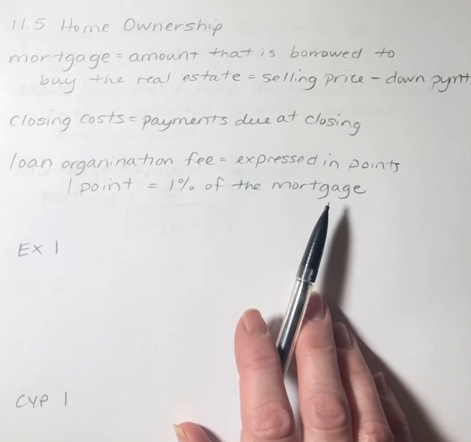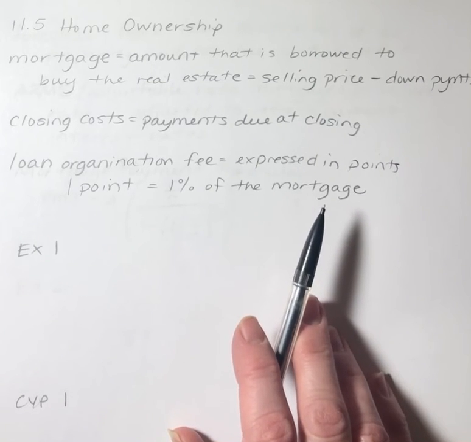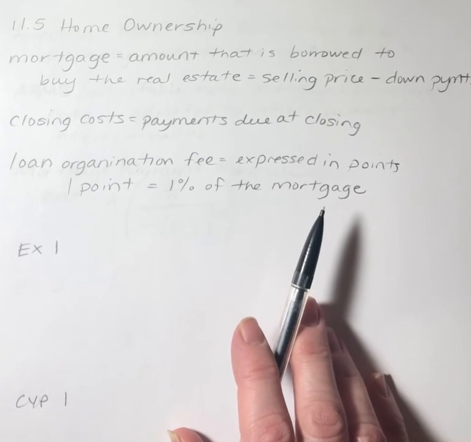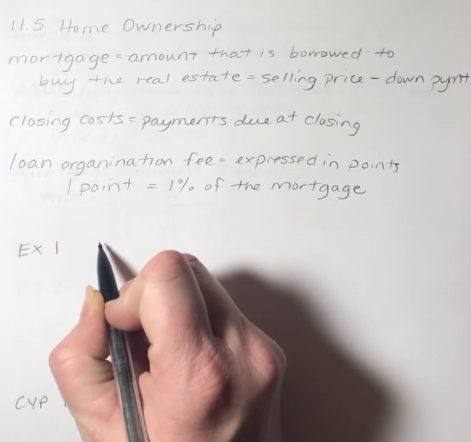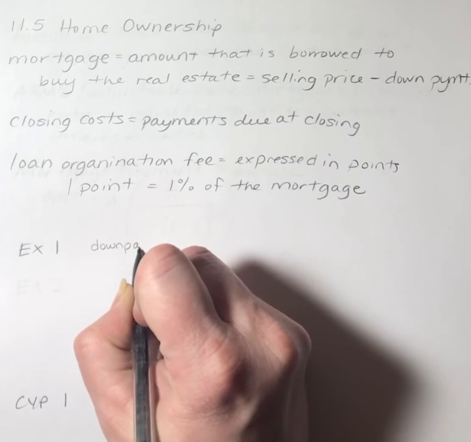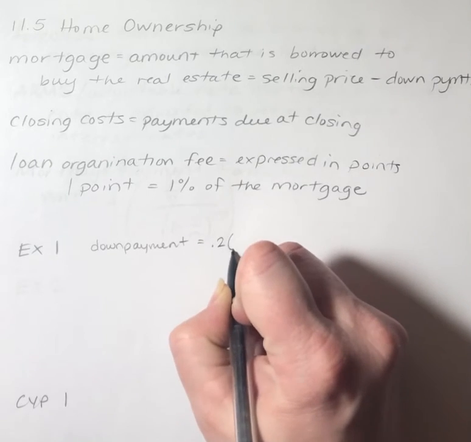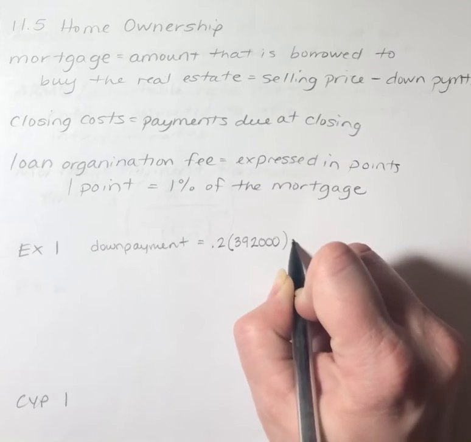Okay? So, example 1, section 11.5. The purchase price of a home is $392,000. A down payment of 20% is made. The bank charges $450 in fees plus 2.5 points. Find the total of the down payment and the closing costs. Okay, so the down payment is 20% of $392,000.